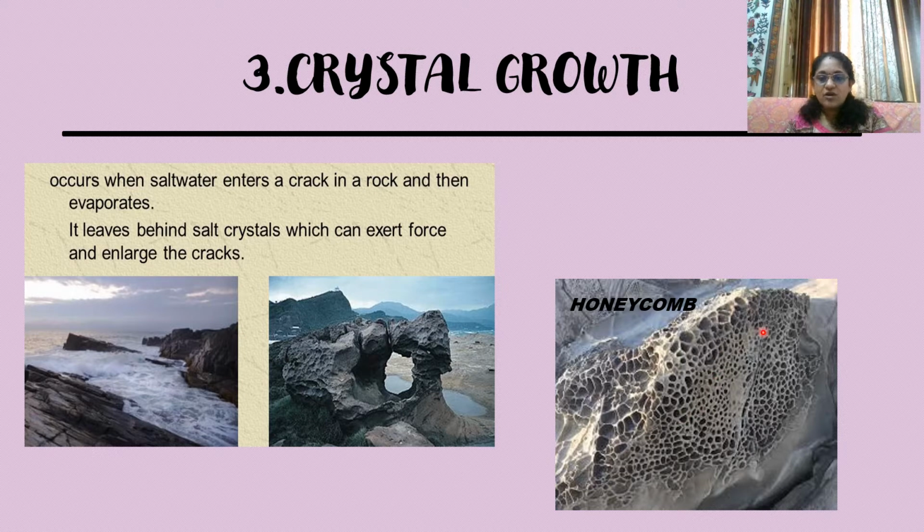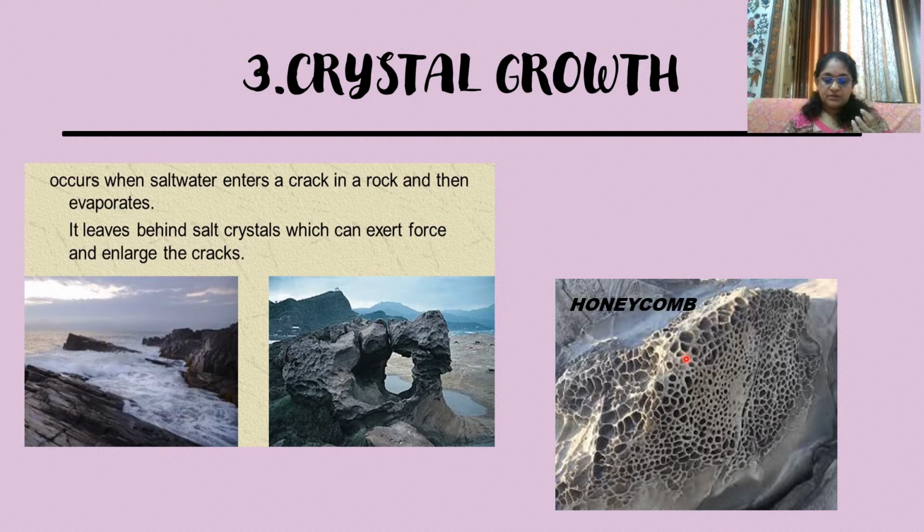Okay, now you can see that sometimes if you go near a seaside, a rocky cliff near a seaside, you'll find there are rocks like this. Now it looks like a honeycomb, students, because you'll find holes in these rocks. Now these are not man-made. These are naturally happening, because of the crystal growth. How does it happen? When the salt water, because mostly it occurs in the coastal areas, enters a crack in the rock and the water evaporates, it leaves behind salt crystals which can exert force and enlarge the cracks. So such type of rocks you will mostly find in a coastal region.